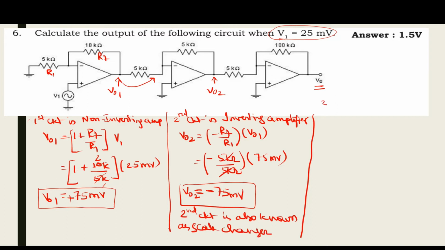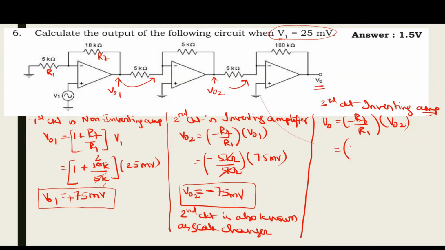What is the third circuit? Again, it is an inverting amplifier because input is given to the inverting terminal. So VO is equal to minus RF by R1 into VO2. Now VO2 will form the input here. So this is equal to minus 100 kilo ohm by 5 kilo ohm into minus 75 millivolt. Minus minus get cancelled. This will become 20.